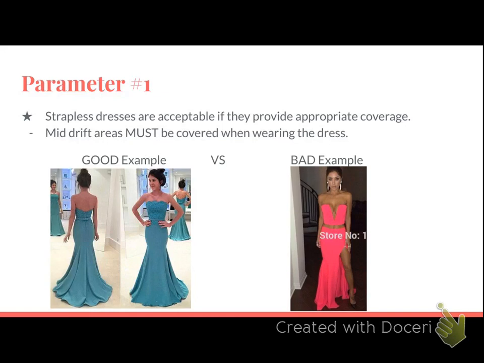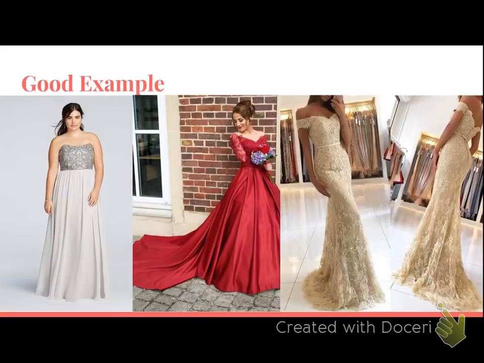If you look to the far left, you'll see a good example of the blue dress because this person has appropriate coverage and the midriff is also covered. If you look to the right, for the bad example, this is a bad example because there is no coverage of the midriff and it is not appropriate or acceptable for school dress code, prom dress code. All three of these are good examples.